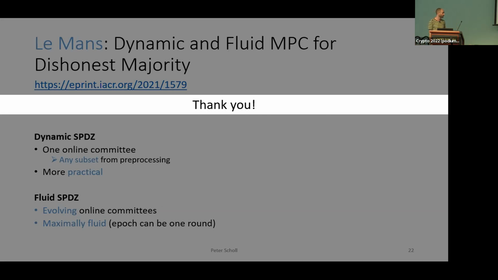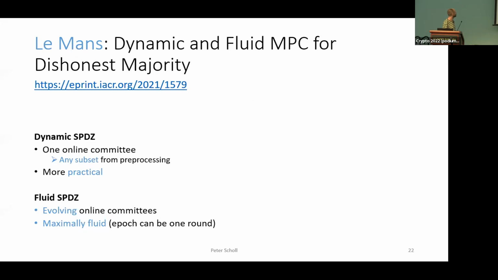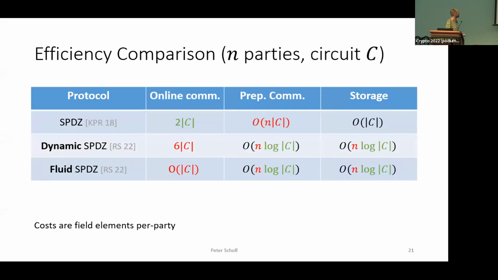I had one more question. I'm sorry. Can you go back to the table? So the cost is linear, right? In the online phase, it's not constant. What do you mean here with...? So this is the cost linear in the circuit size, you mean? Yeah. So it should be linear in the number of parties, right? Yeah.